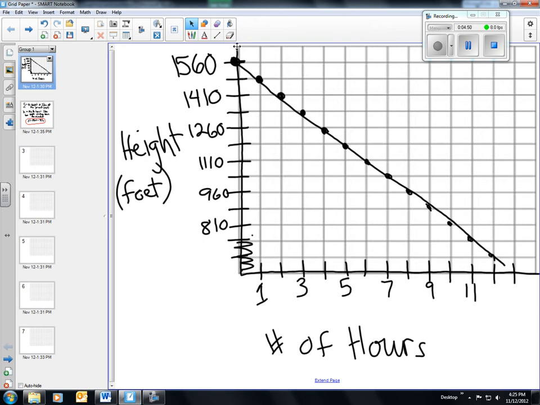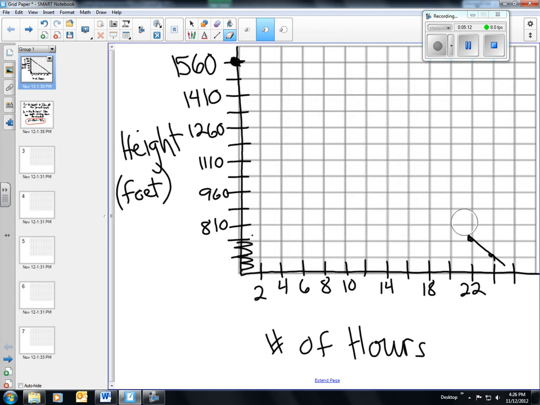You could also change the scales here. You don't necessarily have to have every increment as being 1 hour. You could change this actually to every 2 hours. So 2, 4, 6, 8, 10, 12, 14, 16, 18, 22, and so on and so forth. Then what that would do is change how you draw these dots here. So let's just say we keep the vertical axis the same.